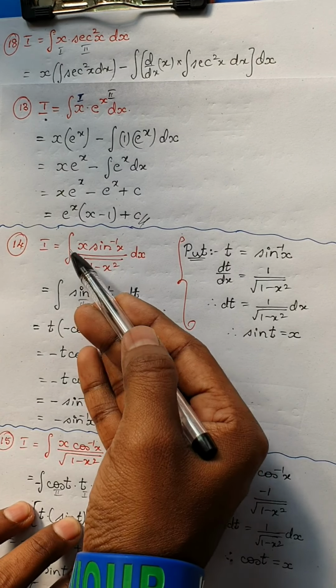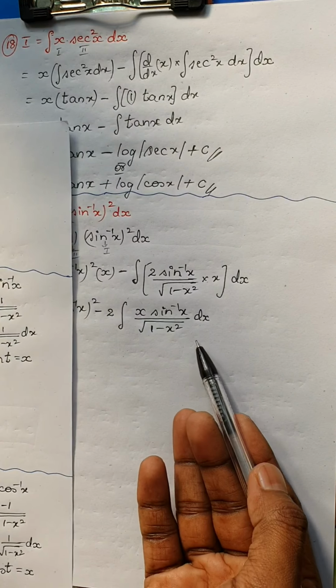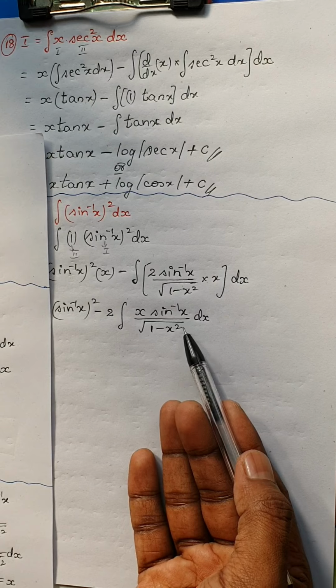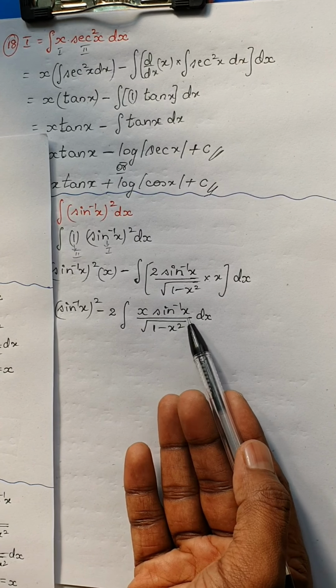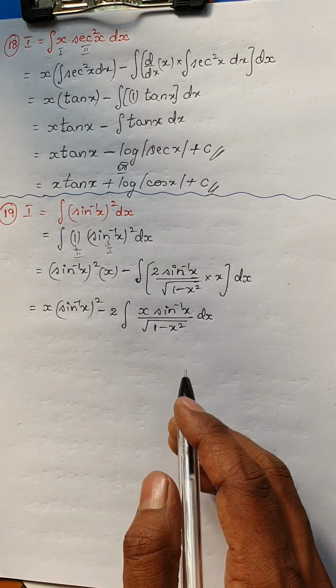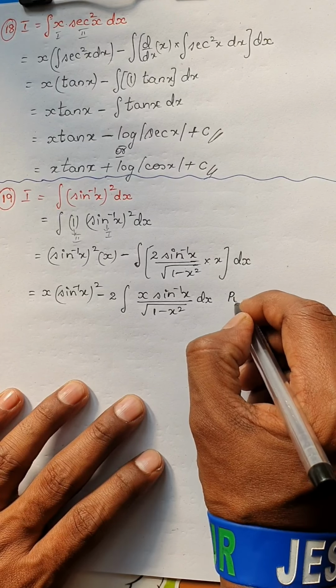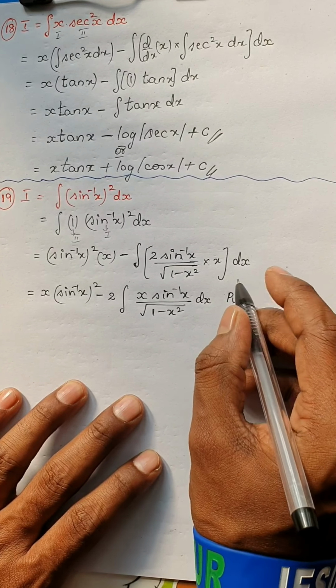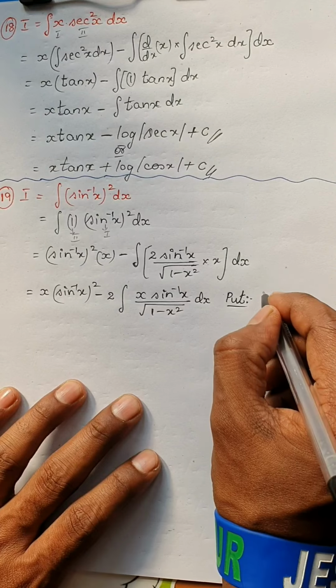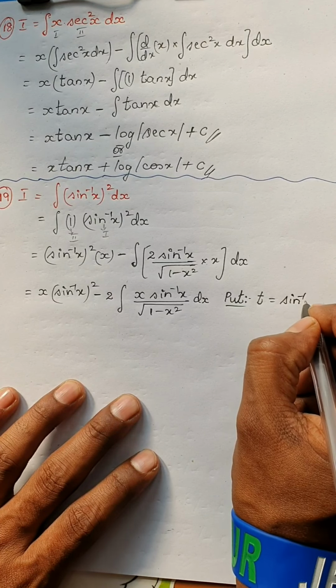So we have solved this result, the integral of x into sine inverse x whole square divided by root of 1 minus x square dx, and we have landed with the same result, x into sine inverse x divided by root of 1 minus x square. Okay, so we're going to proceed in a similar pattern. What I'm going to do is substitute here. For my substitution part, I'm going to put t is nothing but sine inverse x.